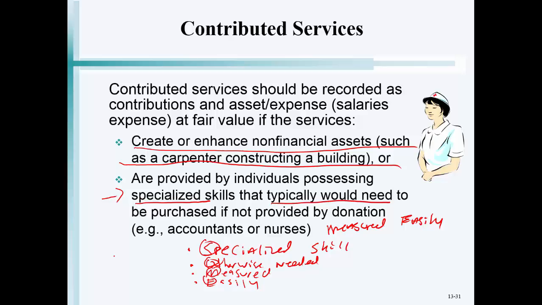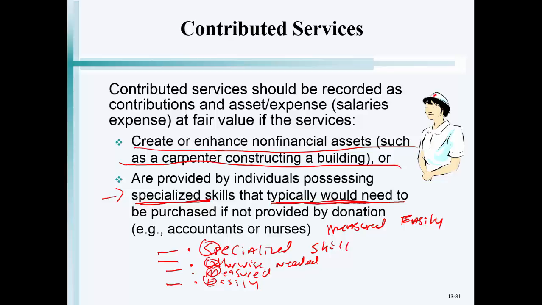Well, we need to look to see if it is a specialized skill, is typically or otherwise needed by the not-for-profit, and is measured easily, which this slide didn't include, but that is an additional criterion. And so we have three criteria here in order for us to recognize a service that has been donated. The service, of course, does not create or enhance a non-financial asset.